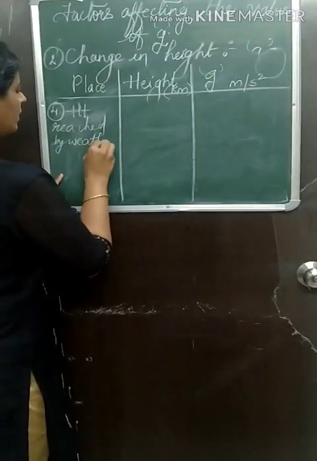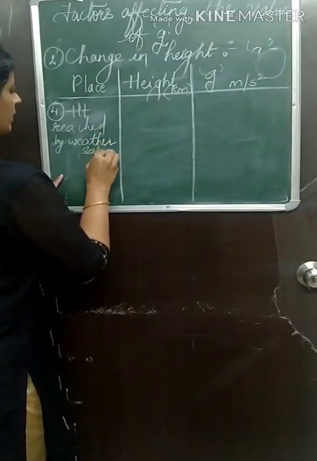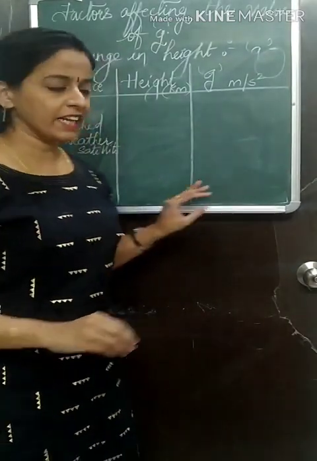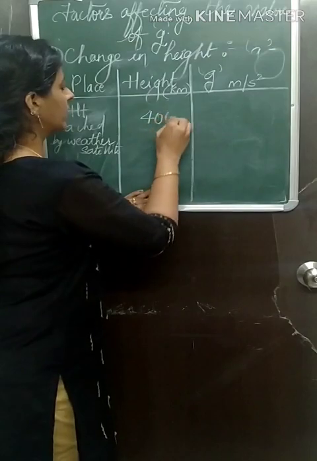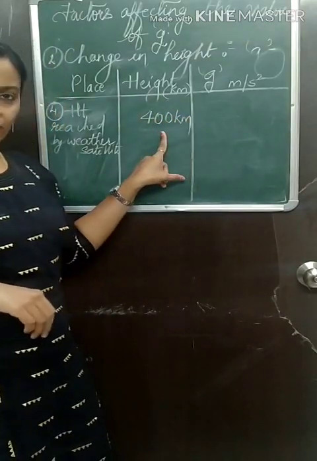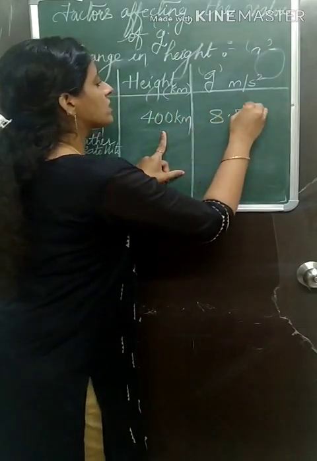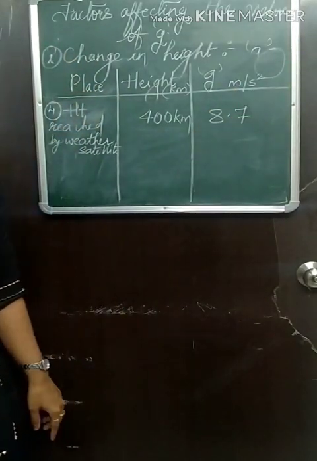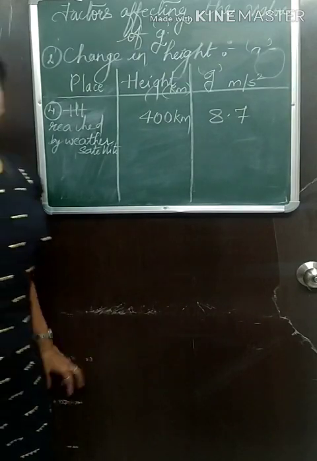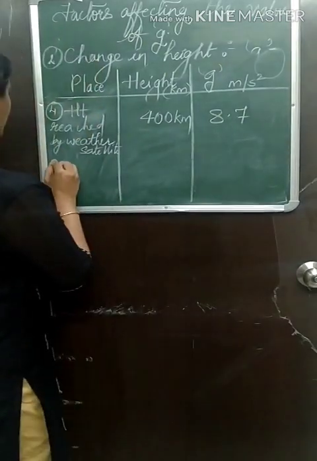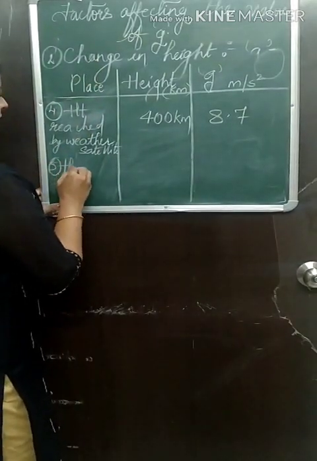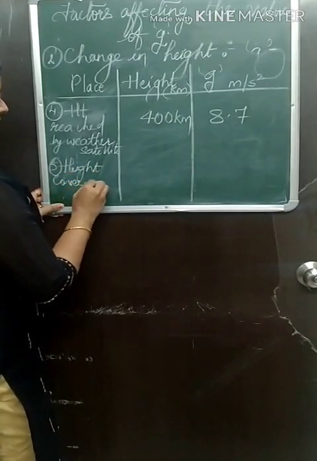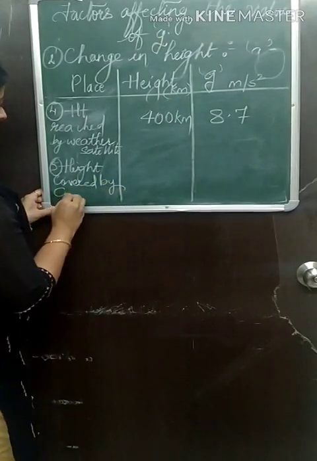Weather satellite. The height reached by a weather satellite, write down 400 kilometer. Write down the value as 8.7 meter per second square. Next, height reached or covered by a communication satellite.